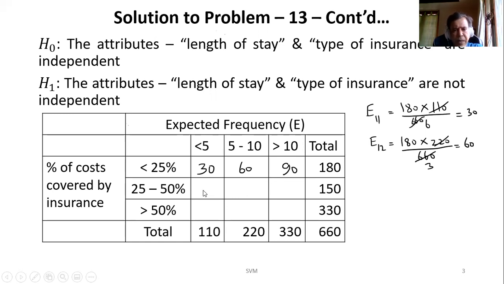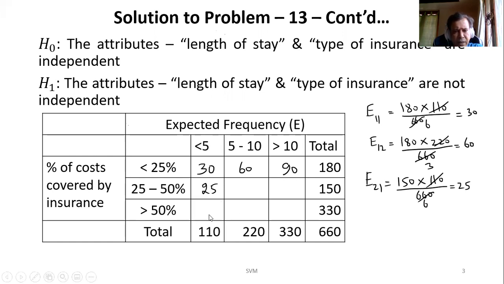Now coming here, if I want to calculate the expected frequency of second row, first column, we need to choose the second row's total, which is 150. First column's total, which is 110, divided by the grand total. This goes with this 6 times. So 150 divided by 6. So it becomes, how much is it? 6 2s are 12, 6 5s are 30. So it is 25. I can fill up here.